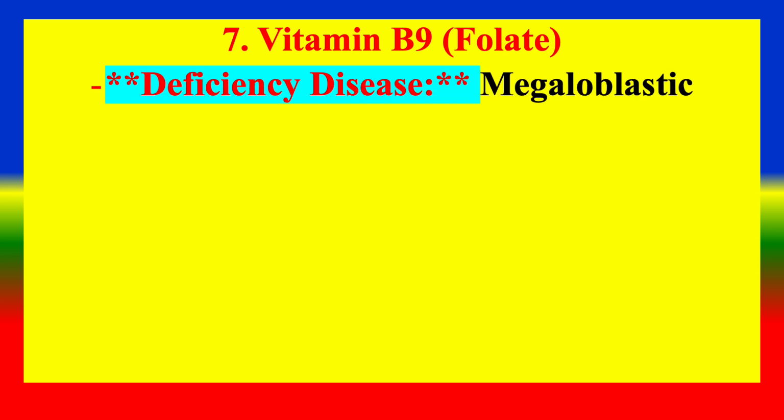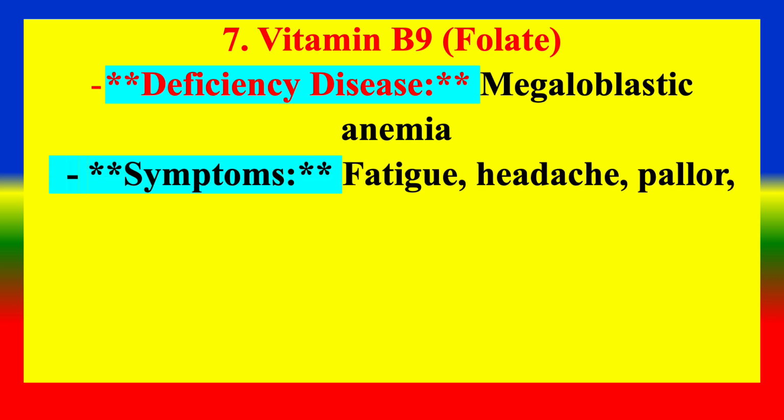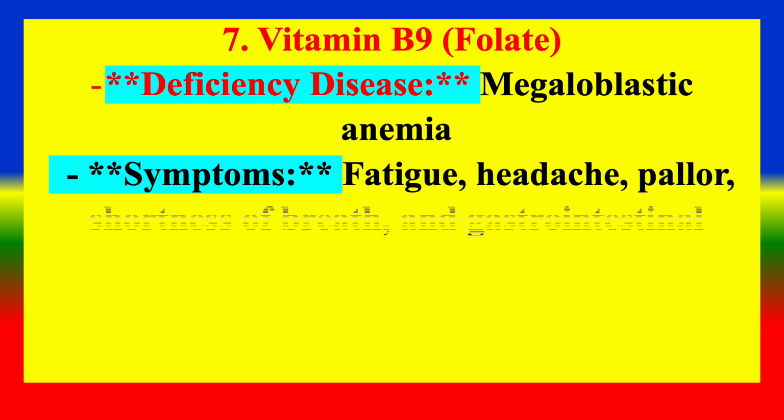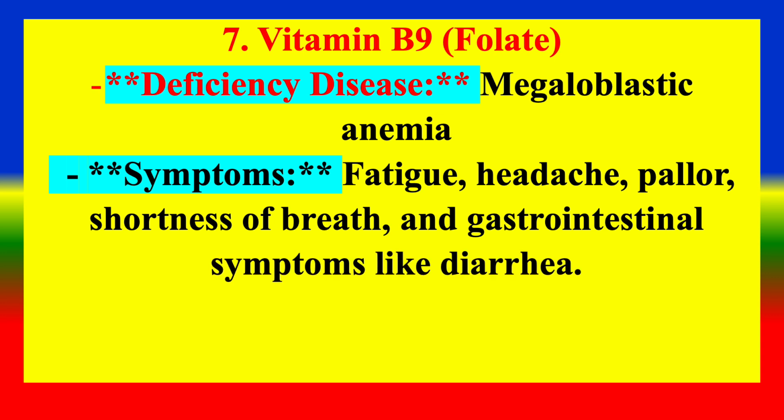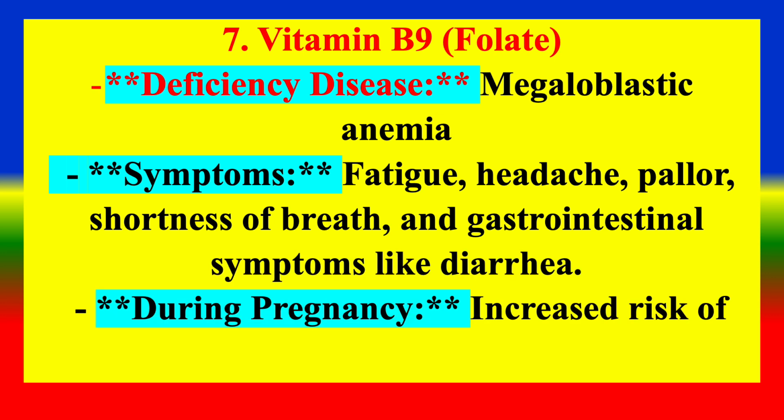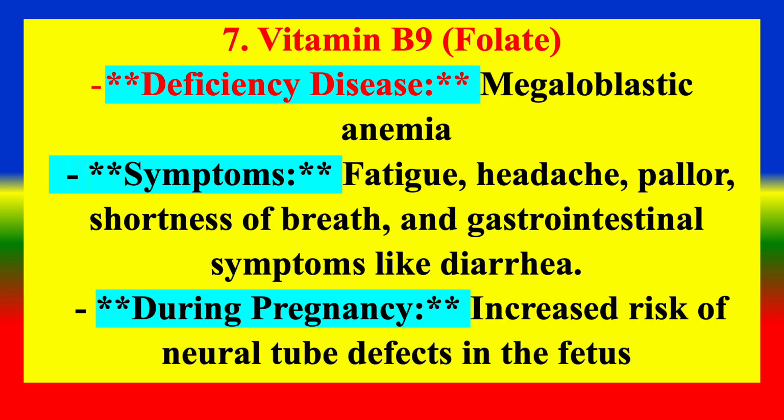7. Vitamin B9, folate. Deficiency disease, megaloblastic anemia. Symptoms: fatigue, headache, pallor, shortness of breath, and gastrointestinal symptoms like diarrhea. During pregnancy, increased risk of neural tube defects in the fetus.